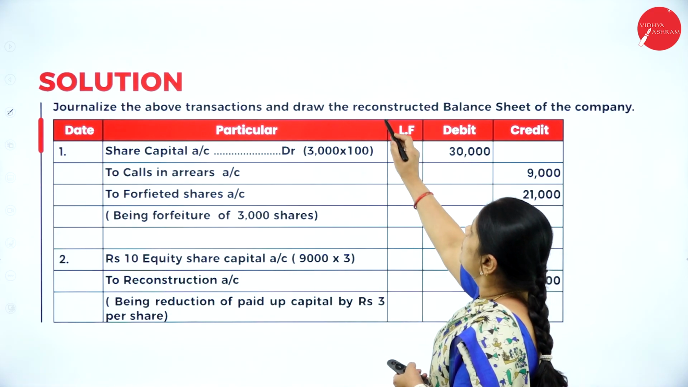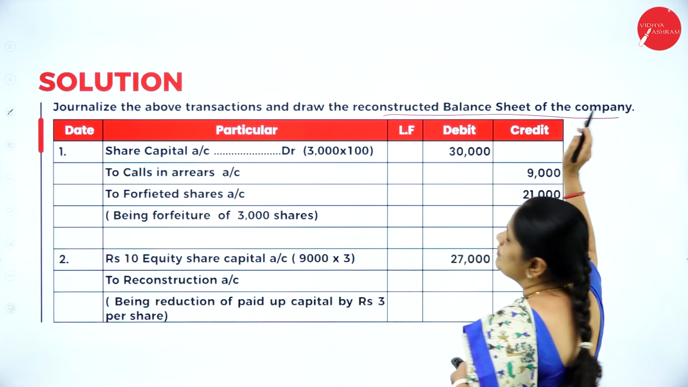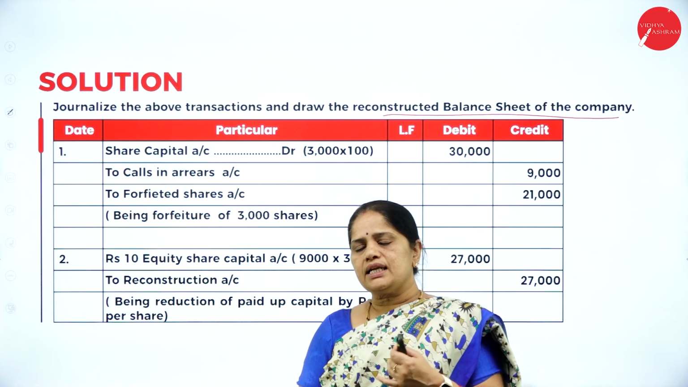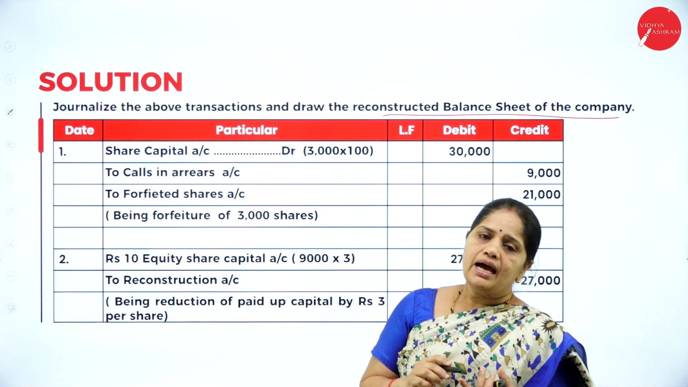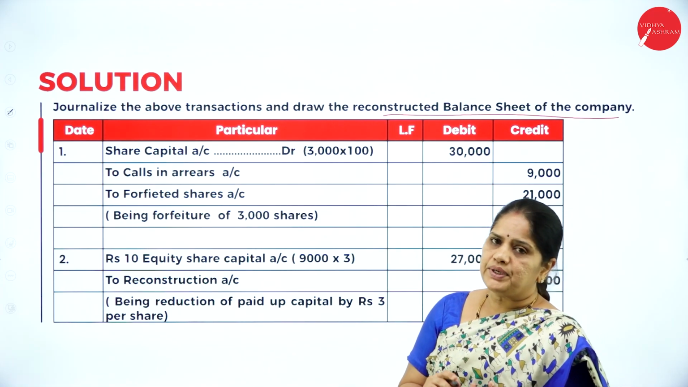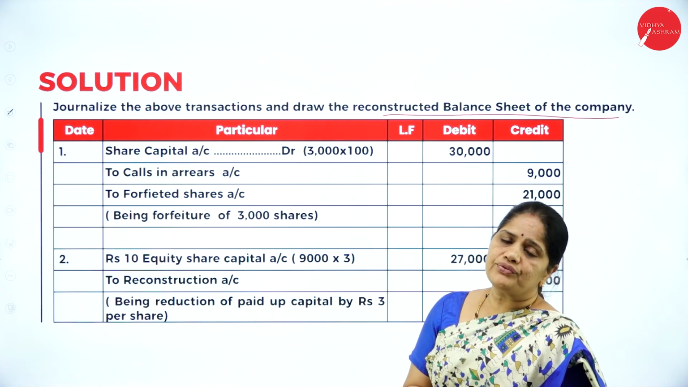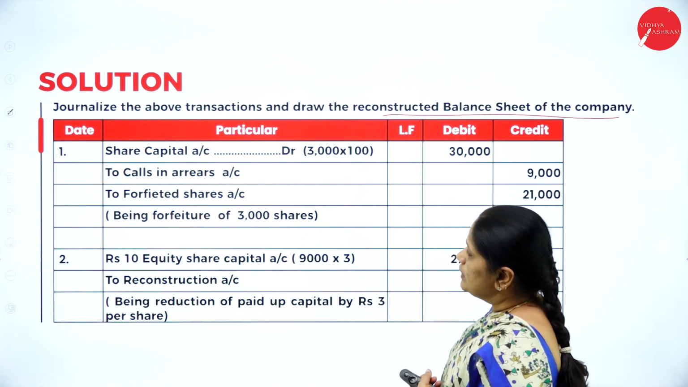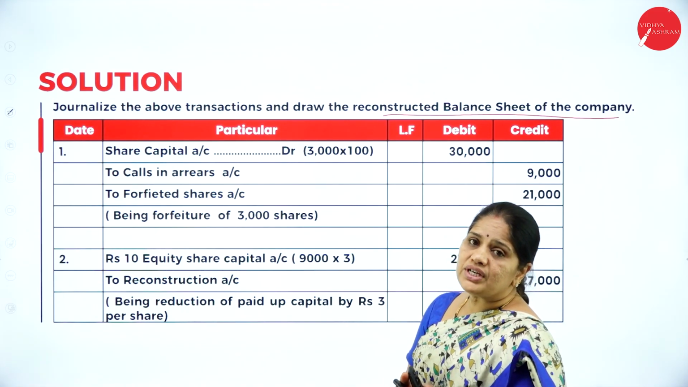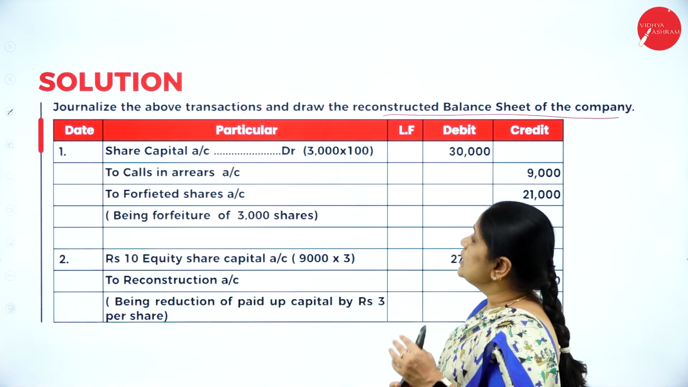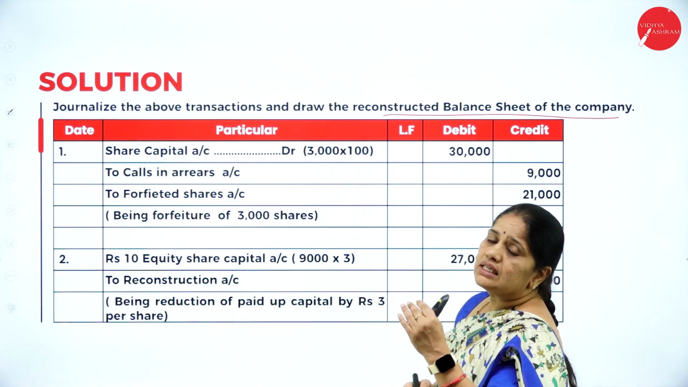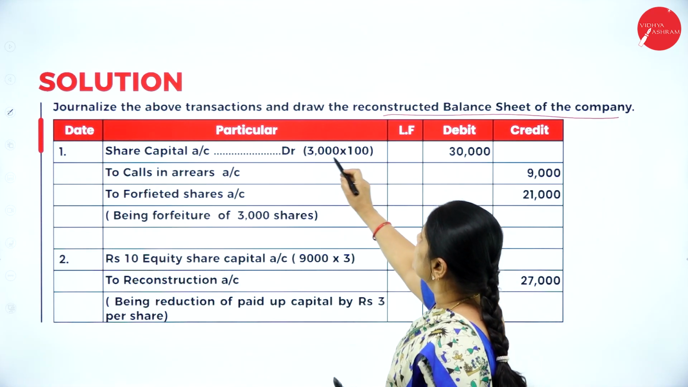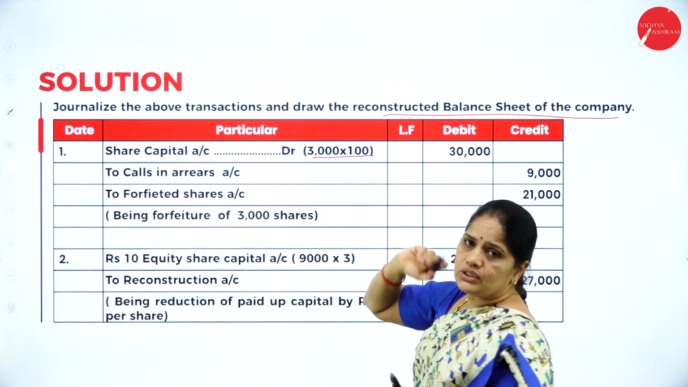Journalize the above transactions, draw the reconstructed balance sheet of the company. So we have to pass journal entries for forfeiture of the shares and reducing the share capital, and also reissue of the forfeited shares and also for writing off the losses. Now, first entry will be for forfeiture of shares. So whenever you are cancelling the shares, the share capital has to be debited. Share capital account debit 3000 into 100.